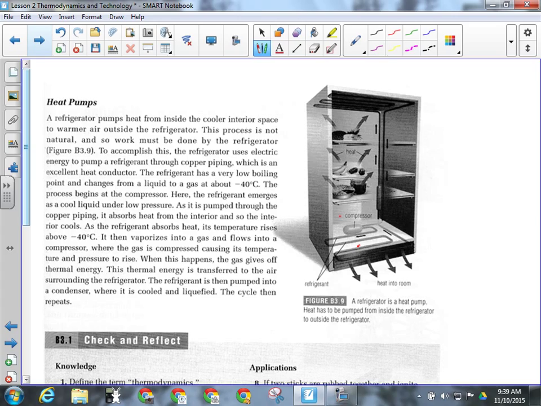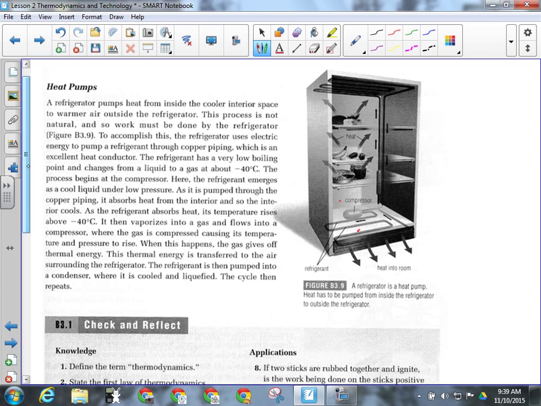Okay? Everyone follow that? Yeah, so it's just not going to work that way. All right. So a heat pump then, it's obviously not a natural process, so work has to be done by the refrigerator. The refrigerator uses electric energy to pump refrigerant through that piping, and then it pumps the remaining heat out into the environment, which is kind of what thermal energy is transferred to the air surrounding the refrigerator.